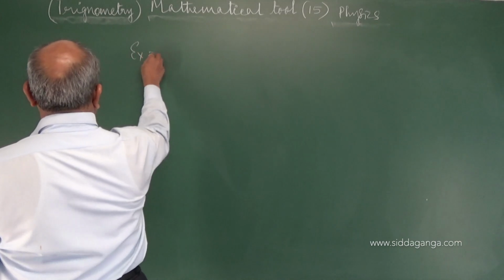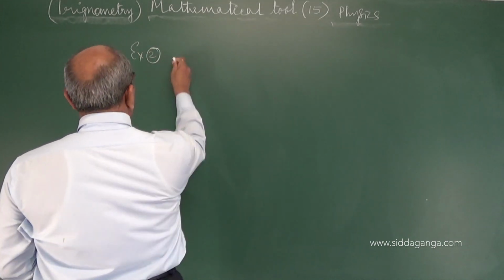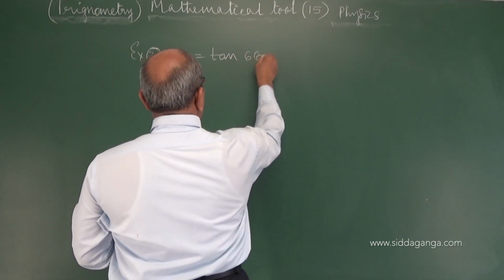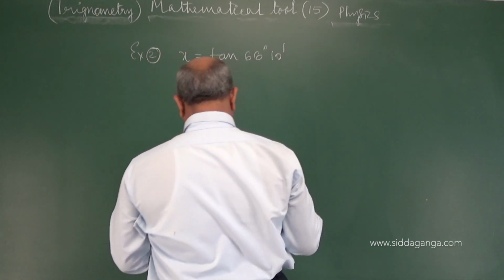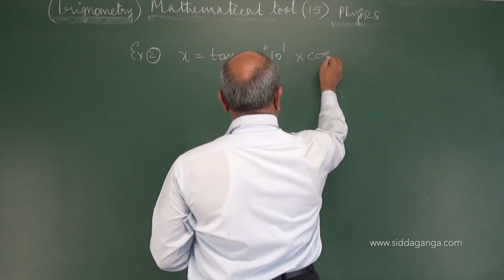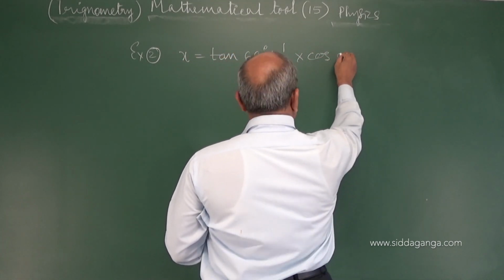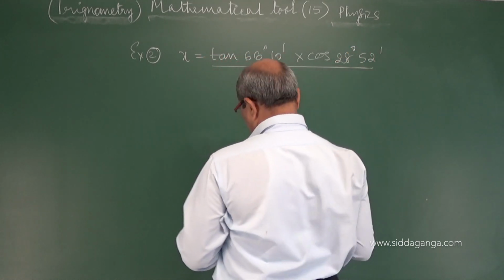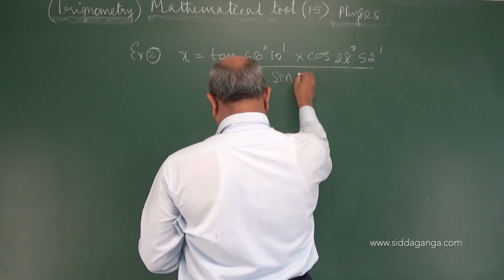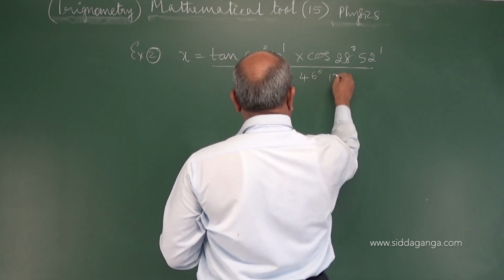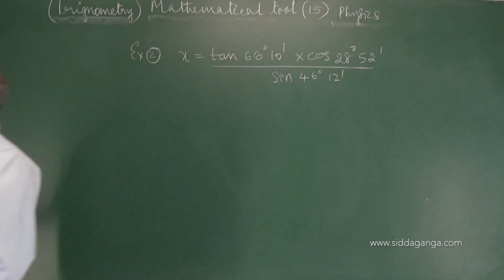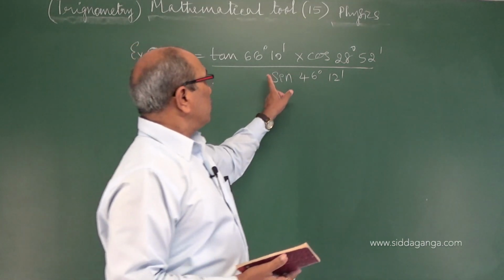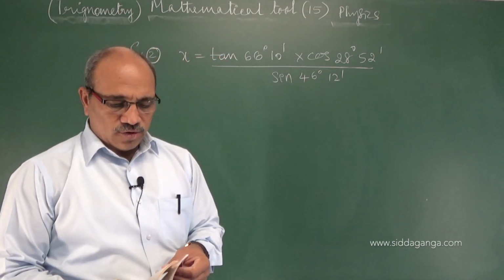So example 2. x is equal to tan 66 degree 10 minutes into cos 28 degree 52 minutes divided by sin 46 degree 12 minutes. So you have to find the value of x.